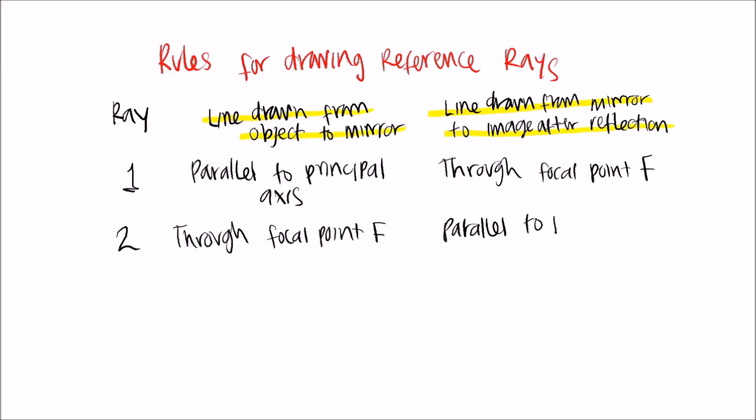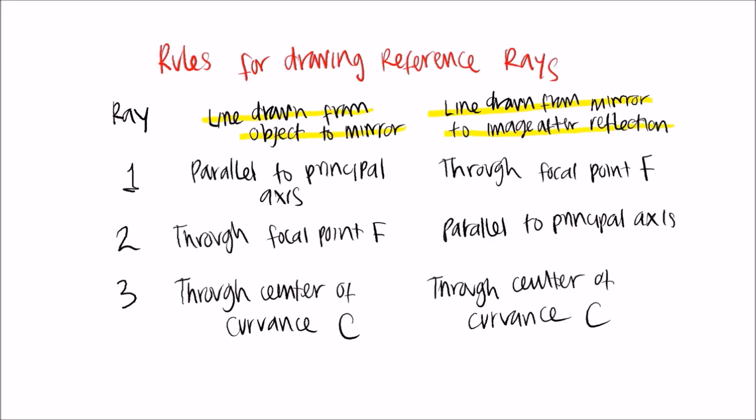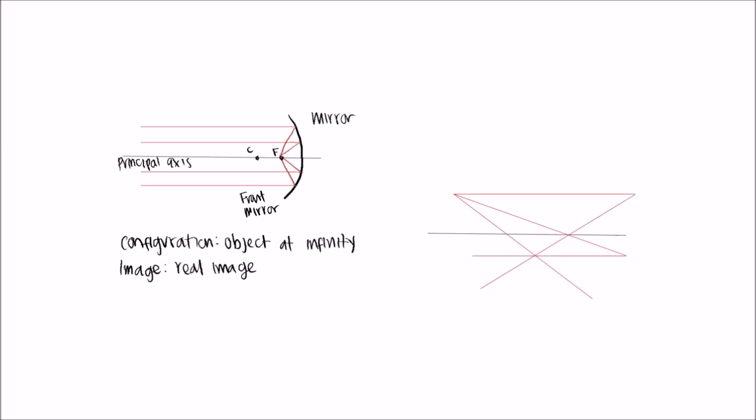Magnification. The formula for finding magnification is as follows: h prime, or image height, divided by h, or object height, is equal to minus q, image distance, divided by p, which is object distance.